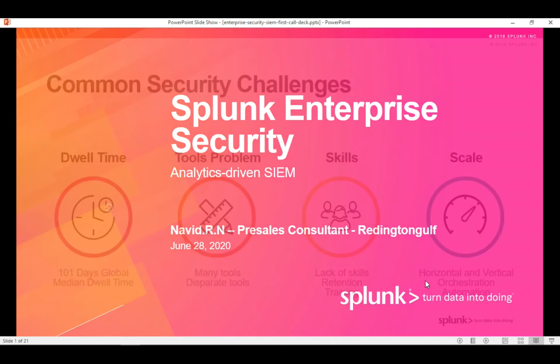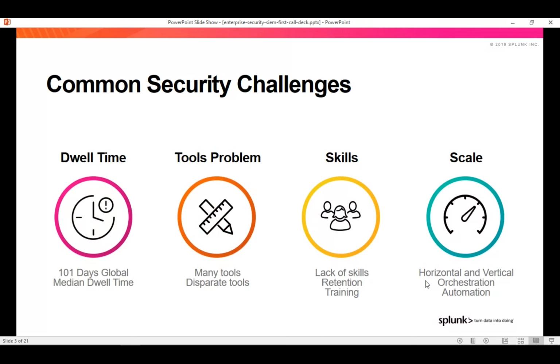In today's session, we'll be talking about how legacy SIEMs have a lot of challenges and how these challenges can be overcome by an intelligent and analytics-driven SIEM, a few of the use cases and customer success stories, and how you can easily go for a trial of this solution.